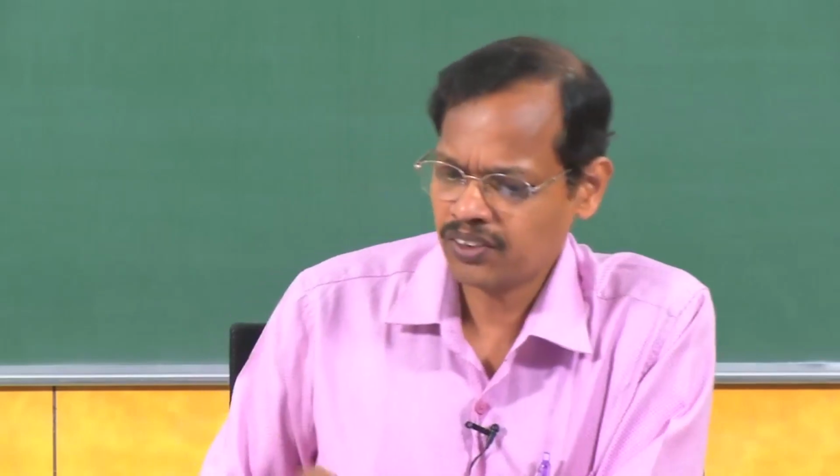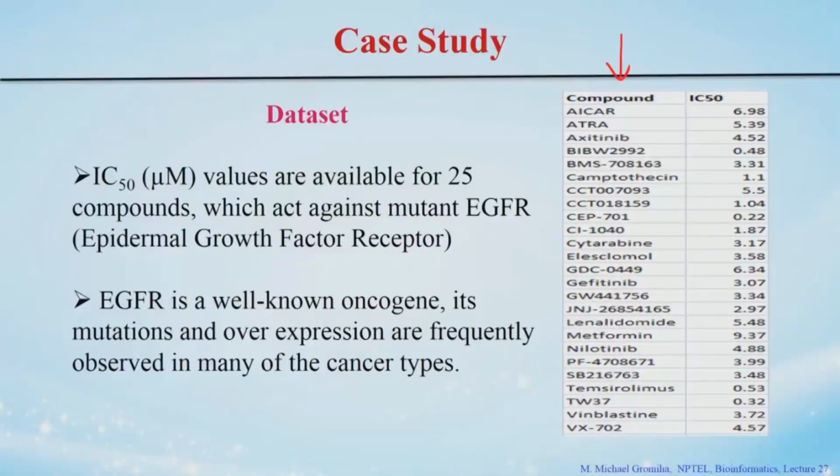Now, I will show you some case studies. Here we have 25 different compounds, with IC50 values known in micromolar, against the epidermal growth factor receptor. This is a well known oncogene, and its mutations and overexpression are frequently observed in many cancer types. This is very important, so it is very important to design different types of inhibitors.